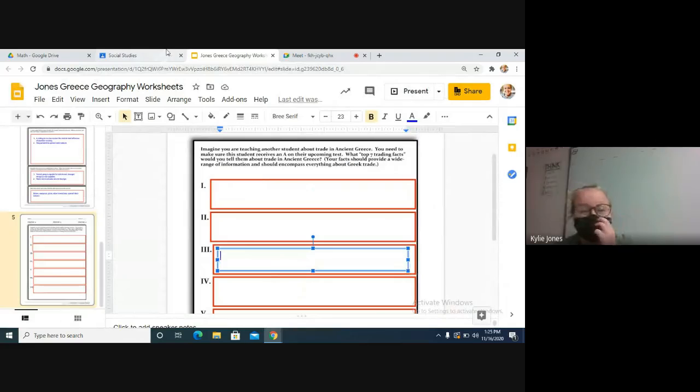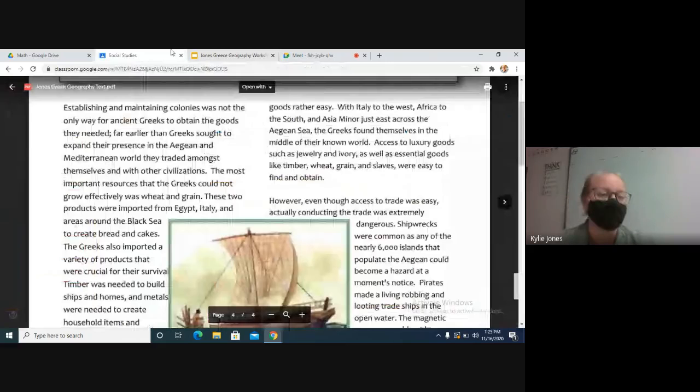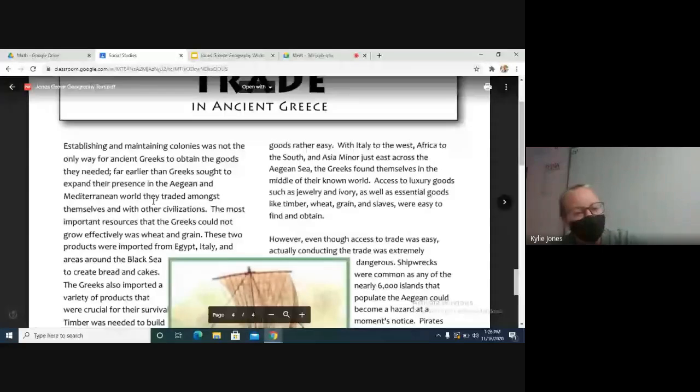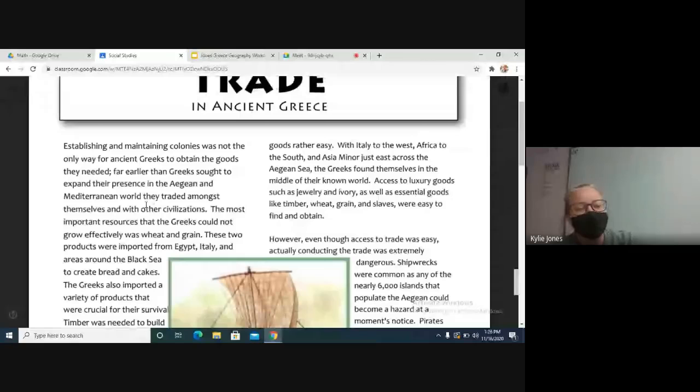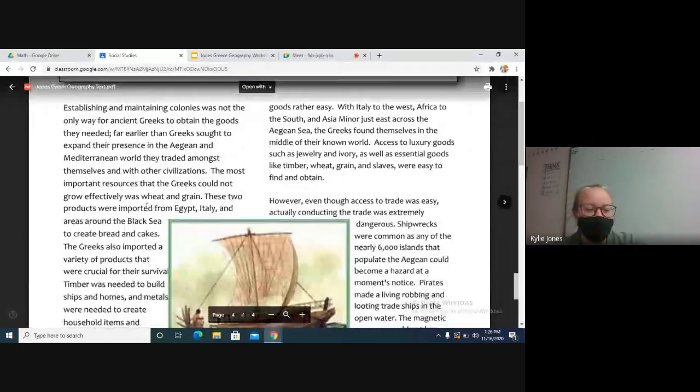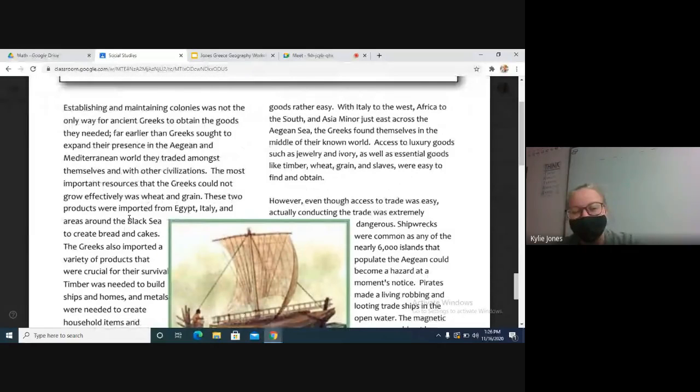It says, establishing and maintaining colonies was not the only way for ancient Greeks to obtain the goods needed. Far earlier than Greeks sought to expand their presence in the Aegean and the Mediterranean world, they traded amongst themselves and with other civilizations. The most important resources that the Greeks could not grow effectively were wheat and grain. These two products were imported from Egypt, Italy, and areas around the Black Sea to create bread and cakes.